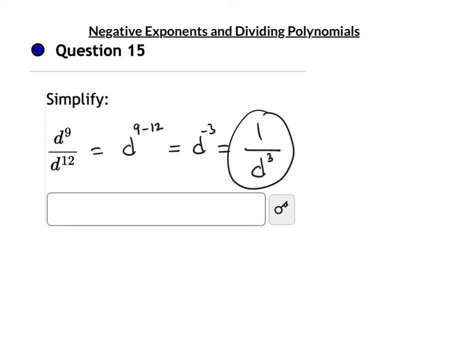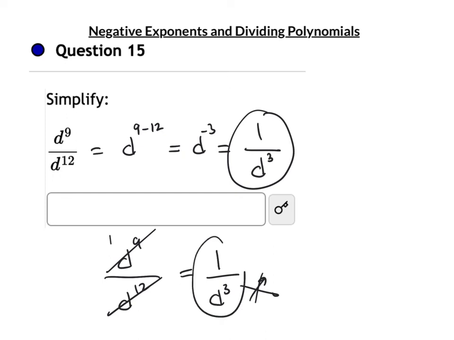My recommendation, though, is to do it this way. Cancel 9 d's above and 9 d's below, but there were 12 below, so there are 3 left. When you cancel, things become 1. Since all 9 canceled above, there's a 1 left. You can't just move that thing up top. Don't do that. It's 1 over d cubed.